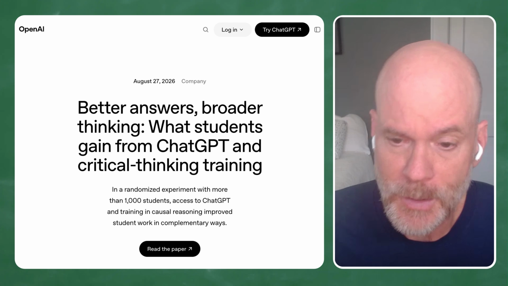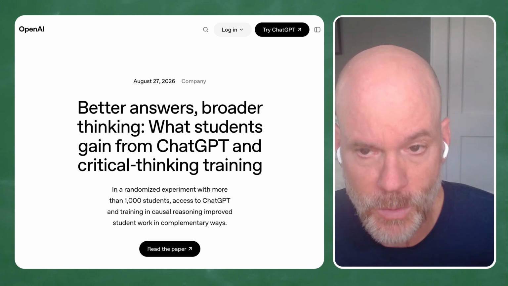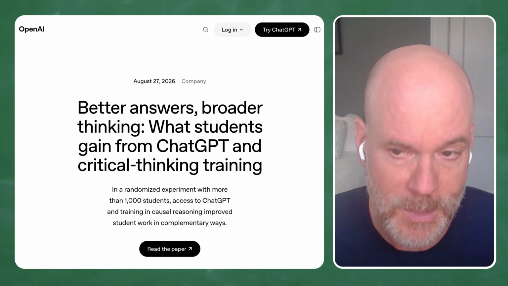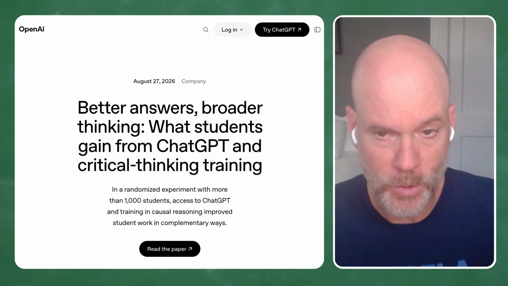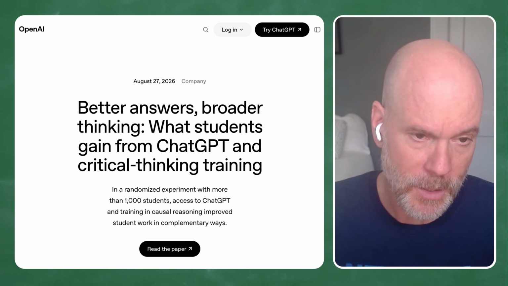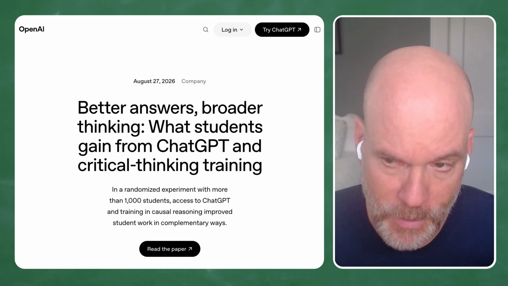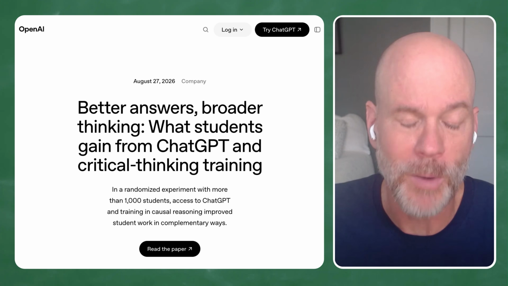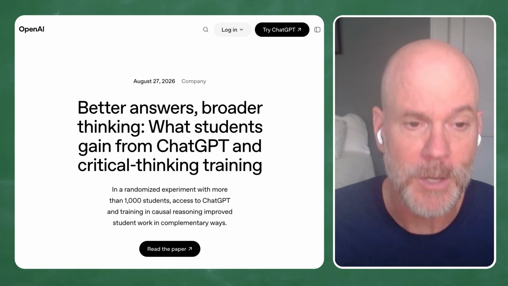In this case, what the researchers are looking at here is about 1,000 college students in the US who completed a 20-minute writing task. The students were assigned either to GPT, critical thinking guidance, or both. And what they're trying to understand from a research perspective is the quality of the finished answer and the breadth of the thinking used to arrive at it. And so this is an attempt to understand process and not only product.